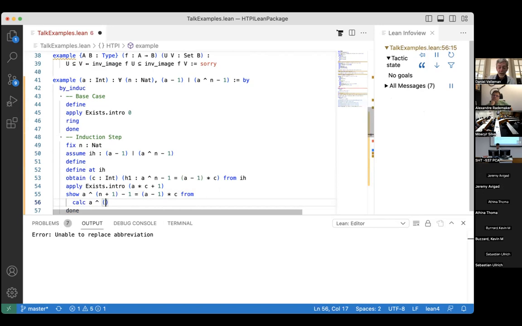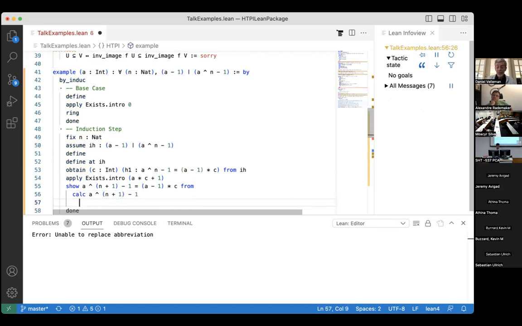And I think you'll recognize this as a kind of style of reasoning that's often used in math. I'll say a to the n plus 1 minus 1 equals a to the n plus 1 minus a plus a minus 1. Now, every step here has got to be justified, but this one is just simple algebra with plus and minus, and I've already told you that there's a tactic called ring that's able to figure out that kind of algebraic reasoning.